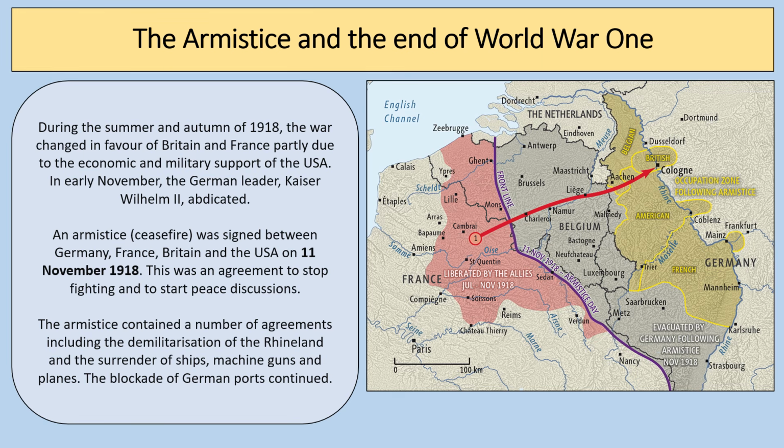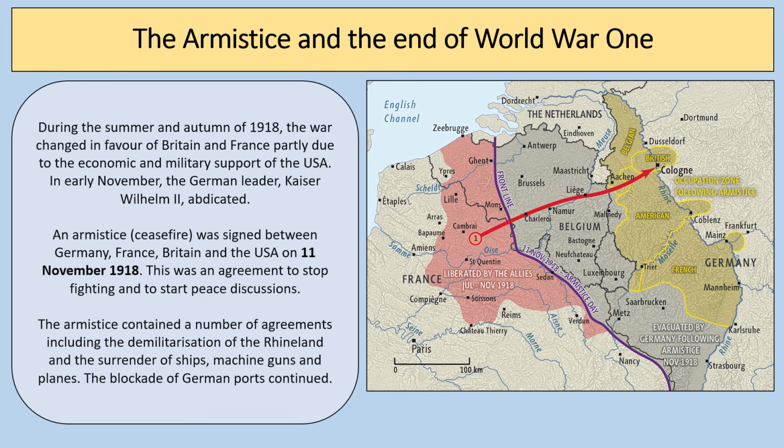But it's useful and I think important to note that the armistice itself actually contained a number of agreements that were made, and that included the demilitarization of the Rhineland. So you can see there on the map some information about where the Allied soldiers went at the end of the First World War. So the Rhineland area was demilitarized, which you can see that land in yellow, and it was actually occupied by American soldiers and French soldiers and British soldiers after the 11th of November 1918.